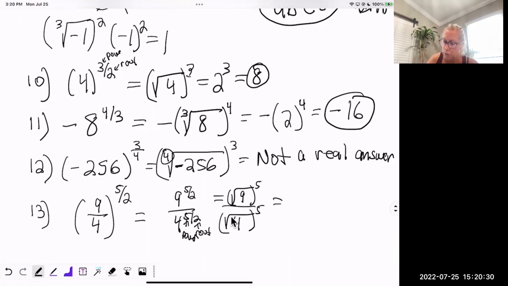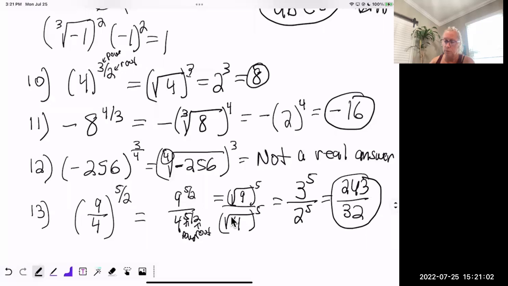Okay, so square root of 9 is 3 to the 5th power. The square root of 4 is 2 to the 5th power. I could put it together as 1, but I can just do it separately too. So 3 to the 5th power: 3 times 3 is 9, times 3 is 27, times 3 is 81, times 3, 243. 2 to the 5th power is 32. Can I simplify that? Nope. That's my answer. You could put it in mixed numbers, but that's my answer.